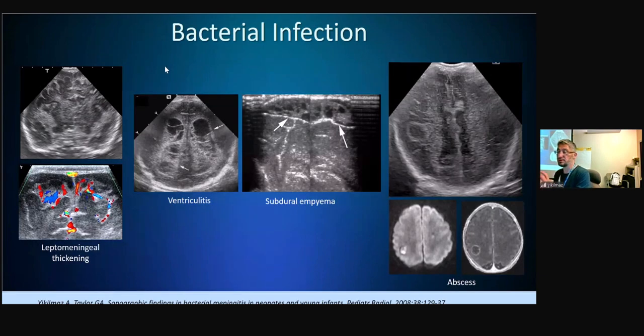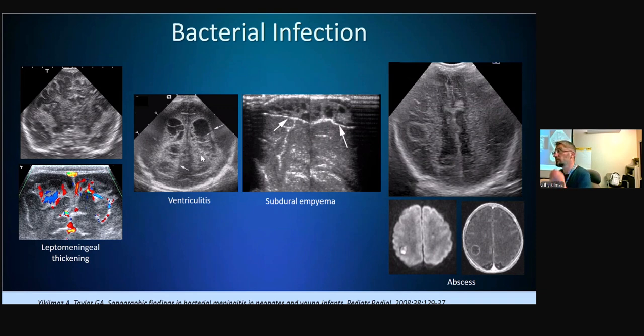In bacterial infections, there is usually an abnormal finding on the ultrasound. This can be leptomeningeal thickening. As you can see here, there's thickened leptomeninges. And here there's pus over the meninges, and we can detect it with increased vascularity.